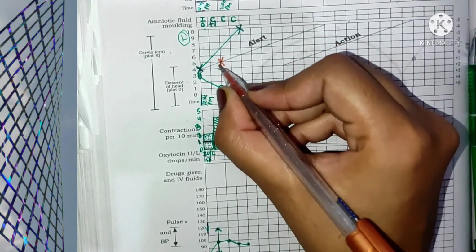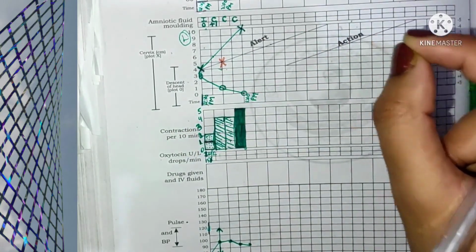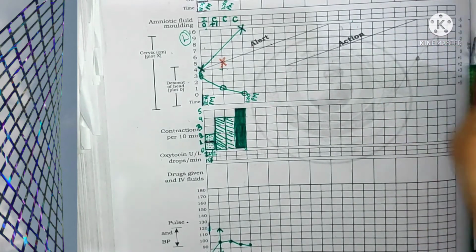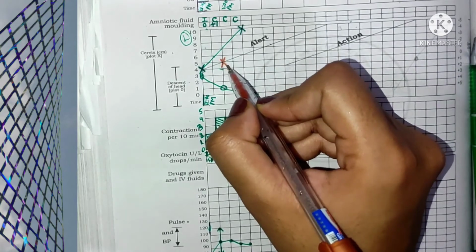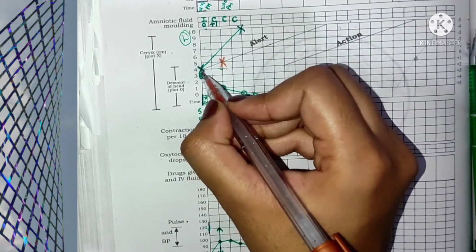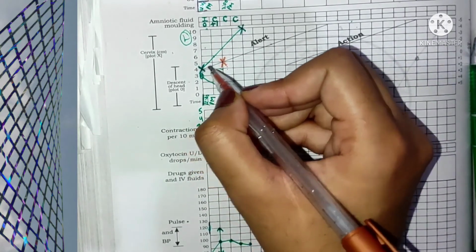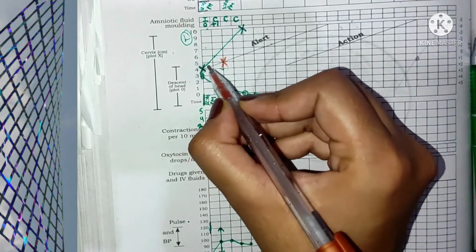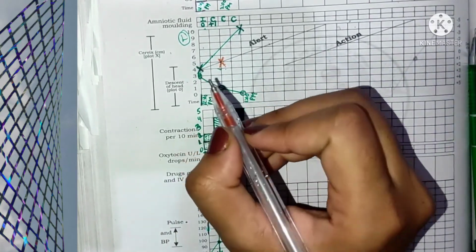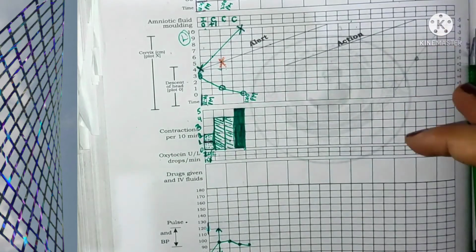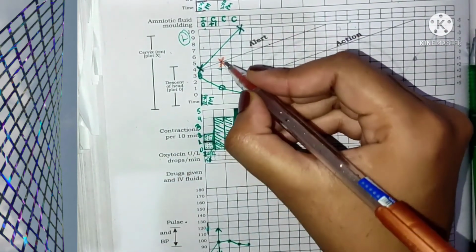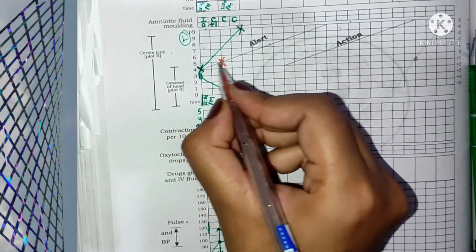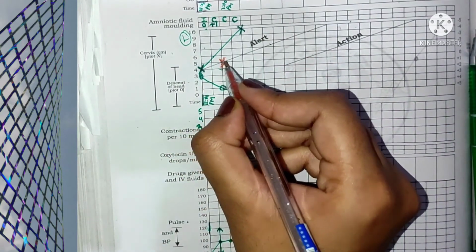Okay, so whenever you are going to start the documentation in the active phase, you are always going to place a cross over the alert line only. Okay, if the dilatation is 4 centimeter when you started documenting, then you need to place the cross at 4 centimeter. But if the patient came to you when the dilatation already went to 5 centimeter, then you have to place a cross over the alert line at 5 centimeter.